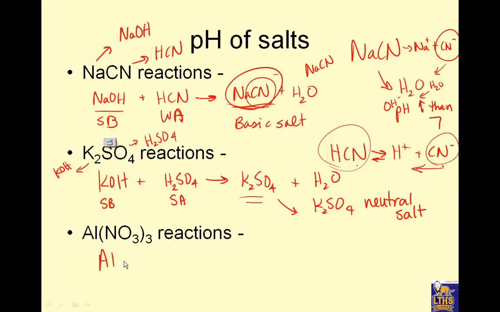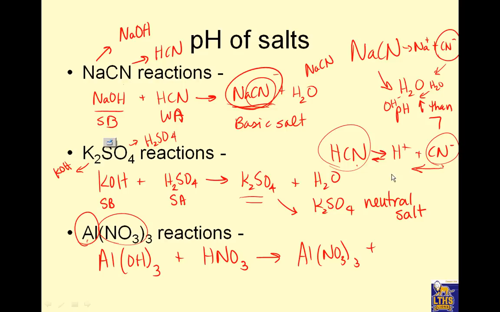Aluminum nitrate comes from aluminum hydroxide and nitric acid. Now you're saying, how do I know that? Well, I know this part: the cation has to come from a base, and the anion has to come from an acid. So I'm going to get aluminum nitrate and water. Oh yeah, I do have to go back and balance these. And this one, it would be 3 of those, and 3 of those, 6, 3, 6, yes.